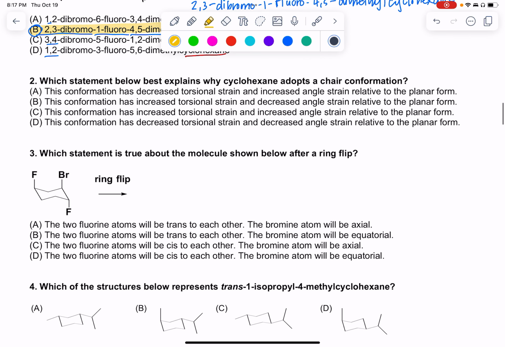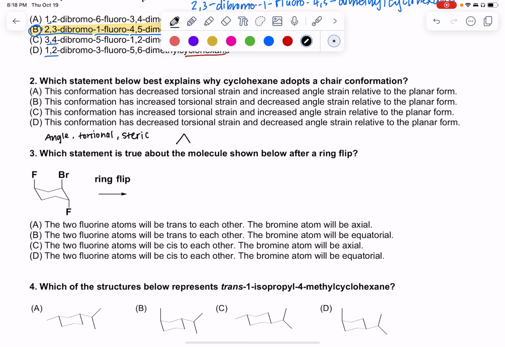Okay. Which statement below best explains why cyclohexane adopts a chair conformation? Well, remember that we've got 3 different types of strain. We've got angle strain, we've got torsional strain, and we've got steric strain.